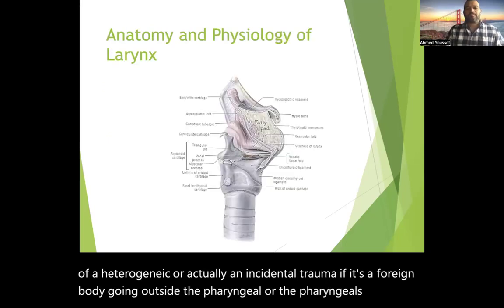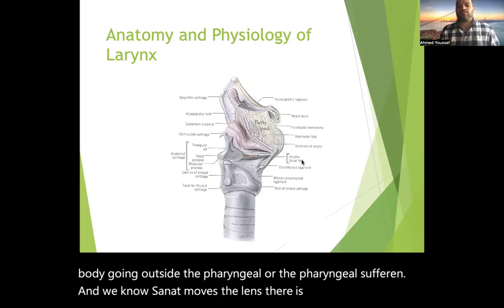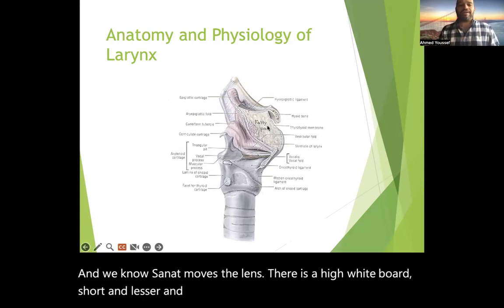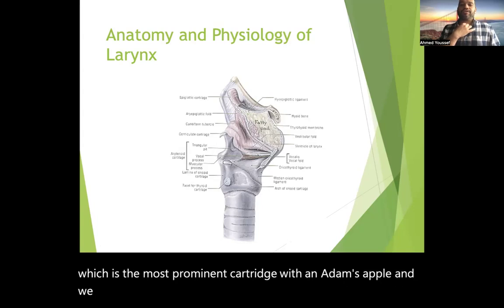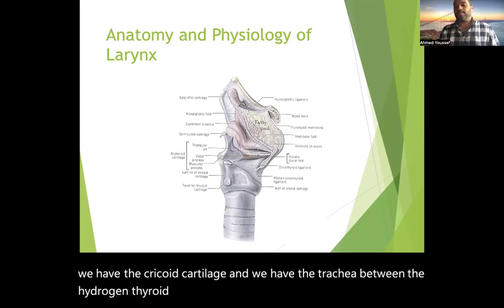We know the anatomy of the larynx. There is a hyoid bone, with lesser and greater cornua. And we have the thyroid cartilage, which is the most prominent cartilage, the Adam's apple. And we have the cricoid cartilage and we have the trachea. Between the hyoid and thyroid, there is a thyrohyoid membrane penetrated by the supralaryngeal bundle.